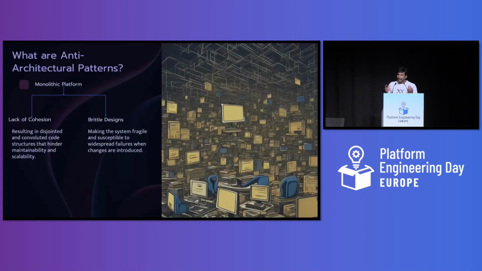So what are anti-architectural patterns? We understand what an anti-architectural pattern is. For example, a monolithic architecture. If you're implementing a platform, you don't want to deploy something bringing monolithic architectures into your platform. That will lead to a lack of cohesion, but also it is a brittle design that is more susceptible to widespread failures when changes are introduced into the system.